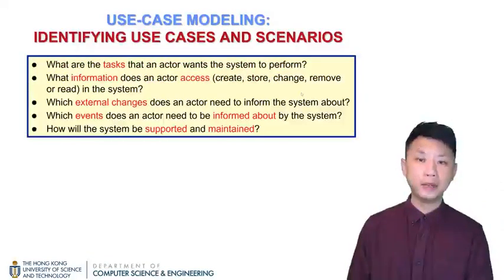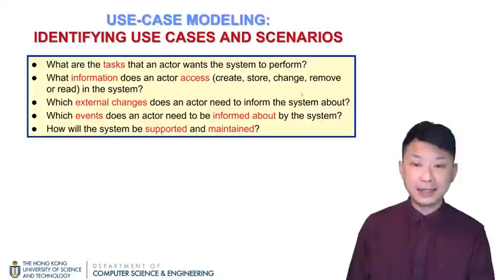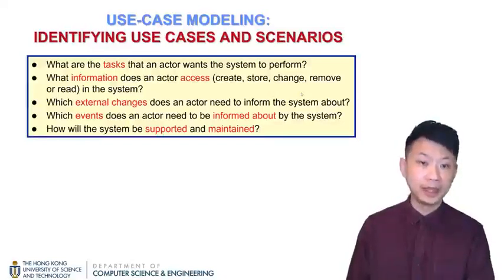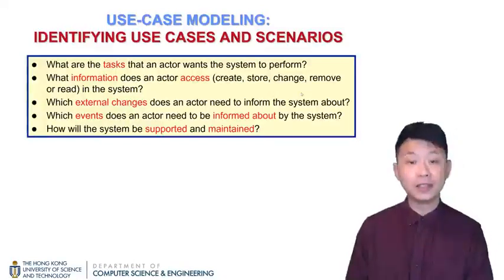So how to identify use cases and scenarios for a software system? These are the questions that you have to think about. For example, what are the tasks that an actor wants to perform on the system? What information does an actor access in the system? Which external changes does an actor need to inform the system about? And which events does an actor need to be informed about by the system? And how will the system be supported and also maintained?